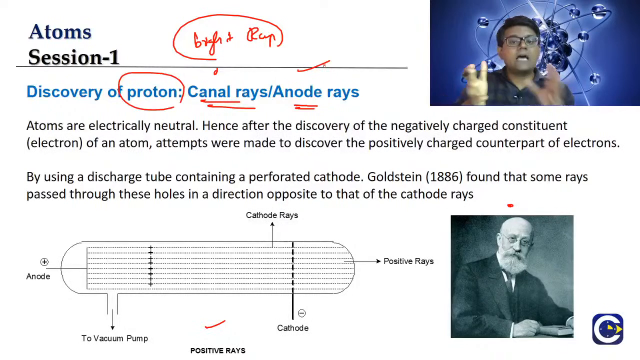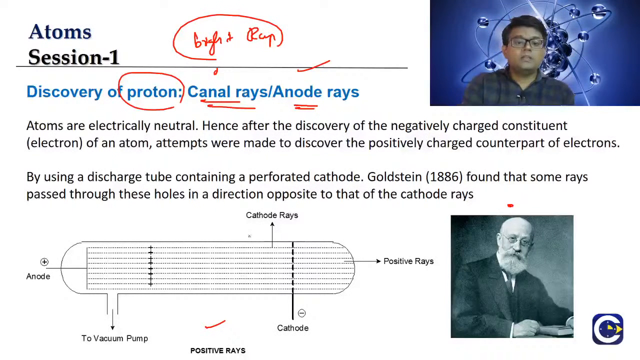So why is the word anode rays used? It is used because of the idea that these rays must be traveling from the anode side, just like cathode rays appear to be traveling from the cathode. These rays will appear to be coming from the anode side. That's how the word anode rays is coined.